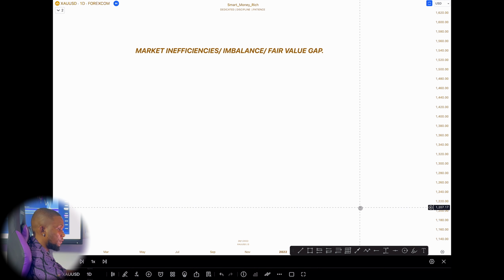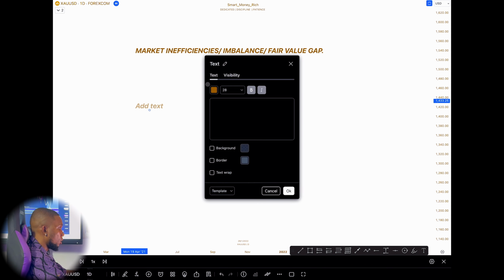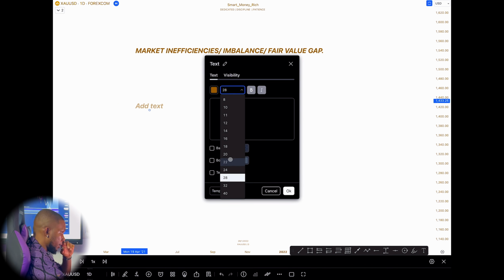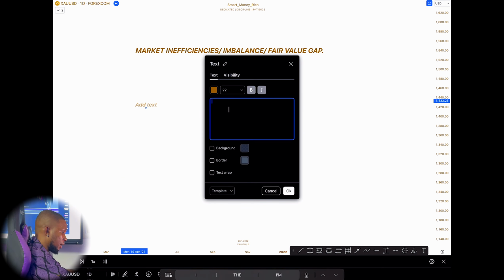We are going to be touching on 5 topics today, and number 1 is the causes of imbalance, right? We need to know what causes imbalances in the market, causes of imbalances, right?